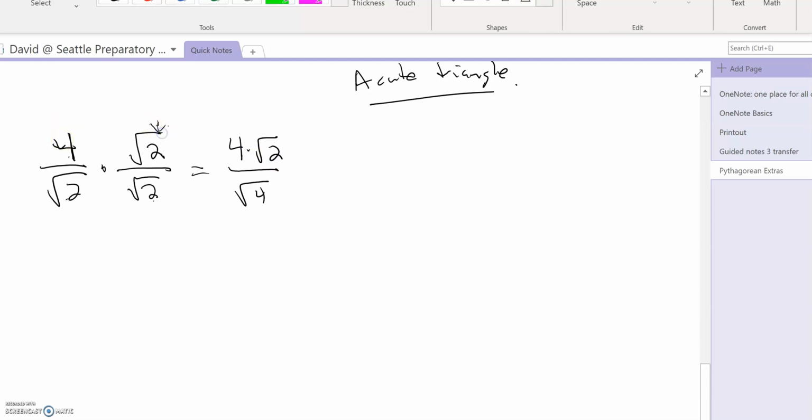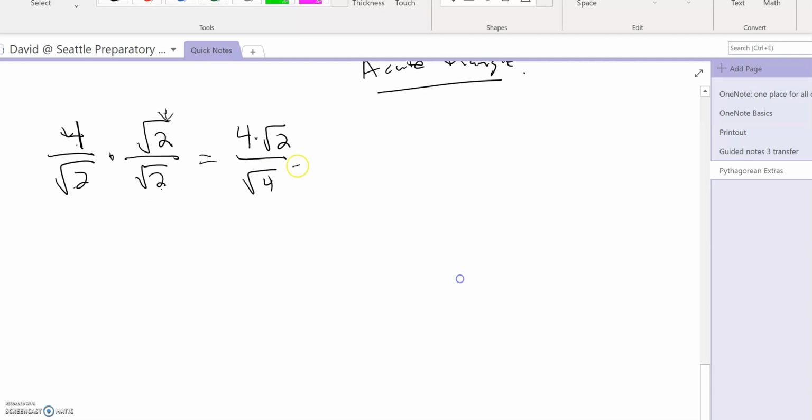So let's simplify. We have 4 times square root of 2 on top, and we can't do anything with that. But the bottom, square root of 4, is just 2. You notice square root of 2 times square root of 2 just gives you 2, because you're multiplying it by itself, so you're squaring it, and you're square rooting it, and those things cancel out and give you 2 right back again.